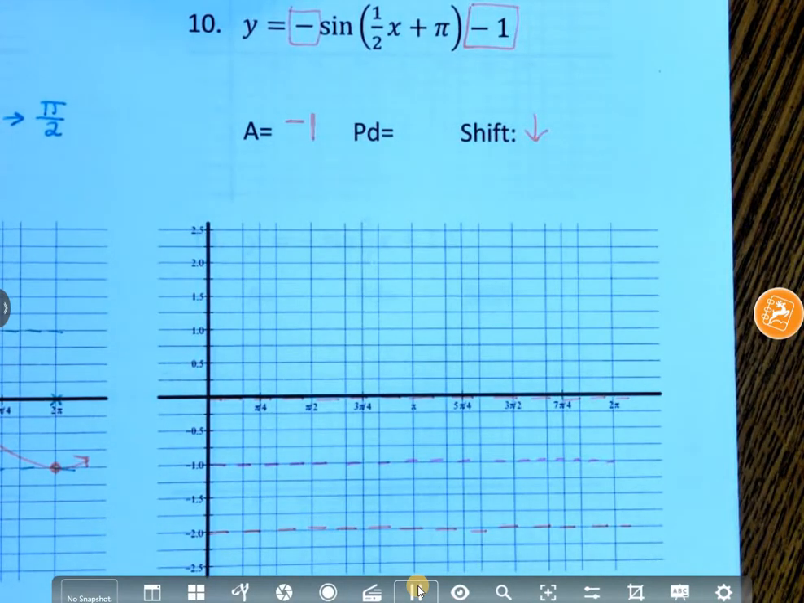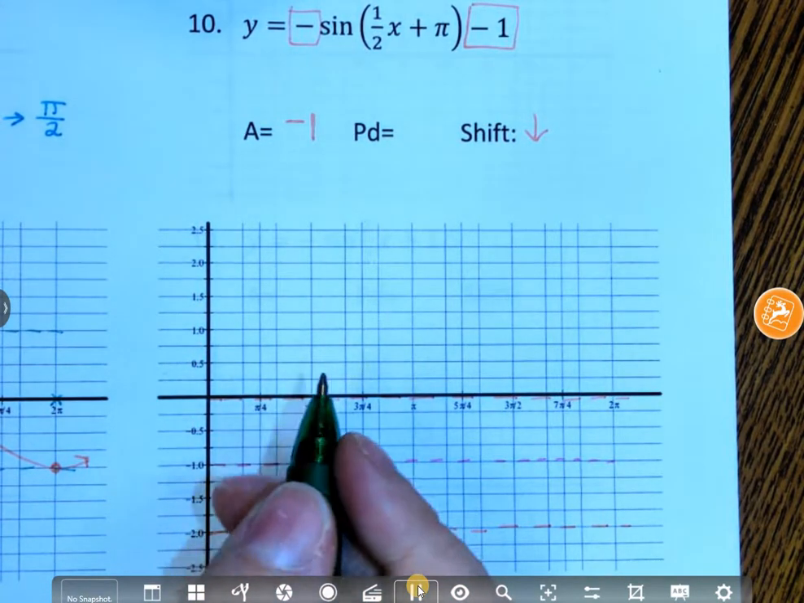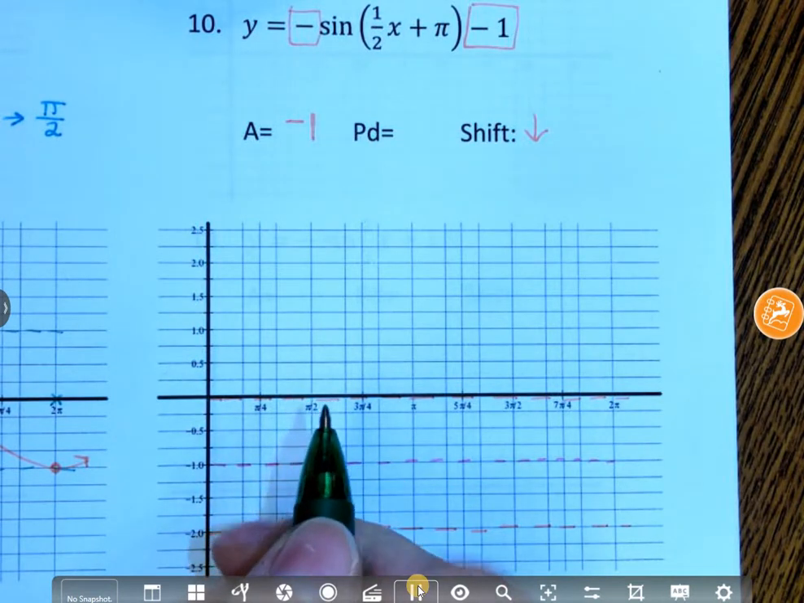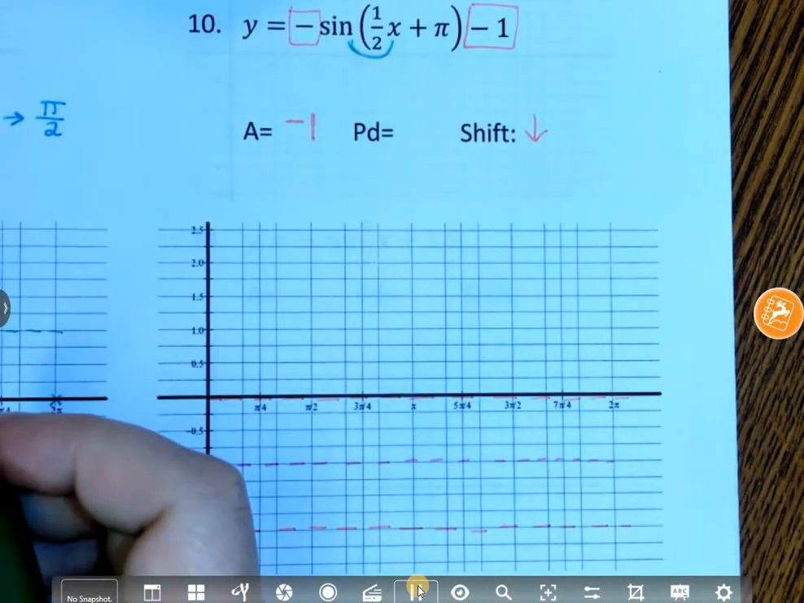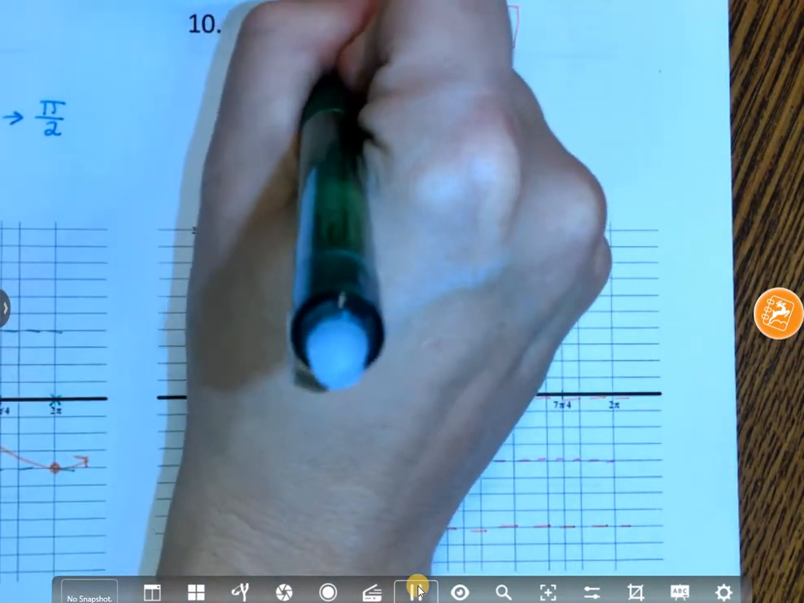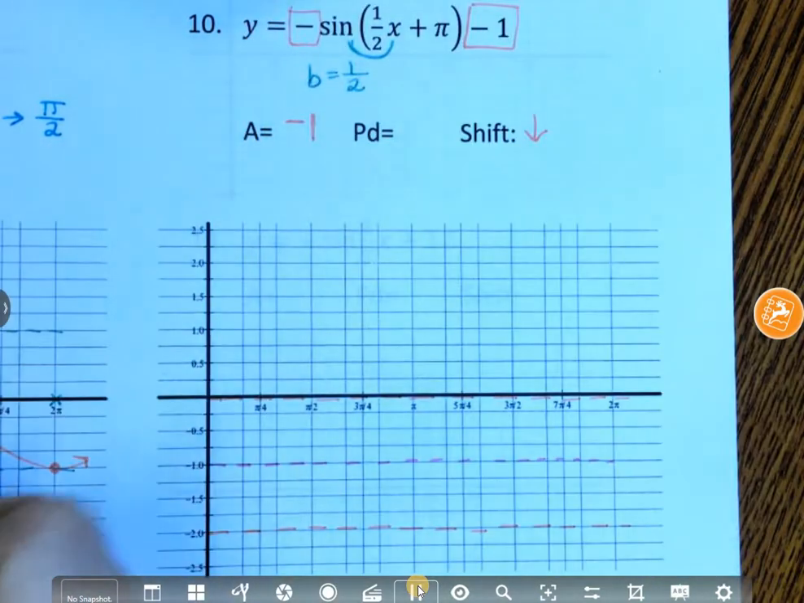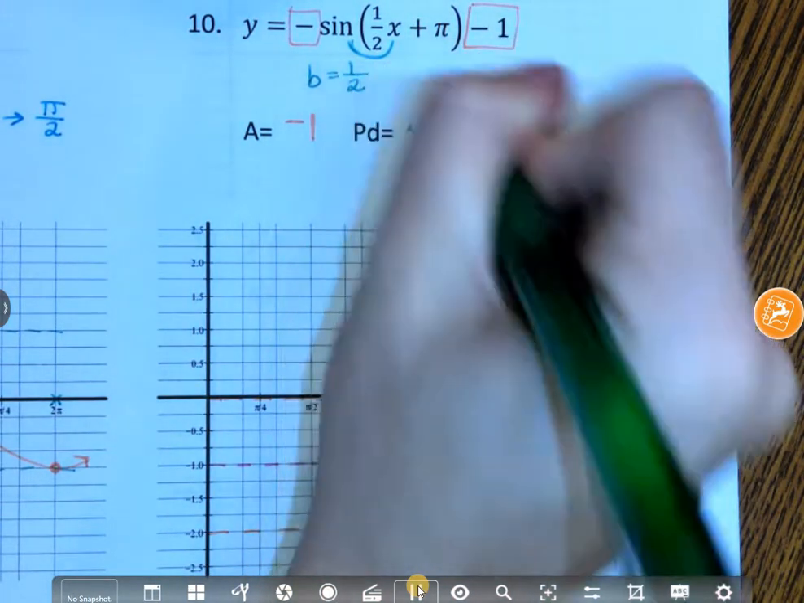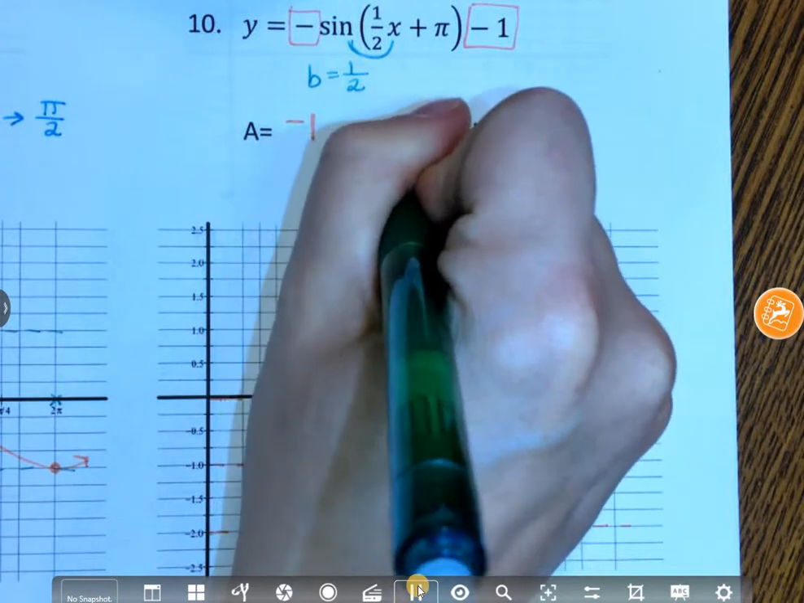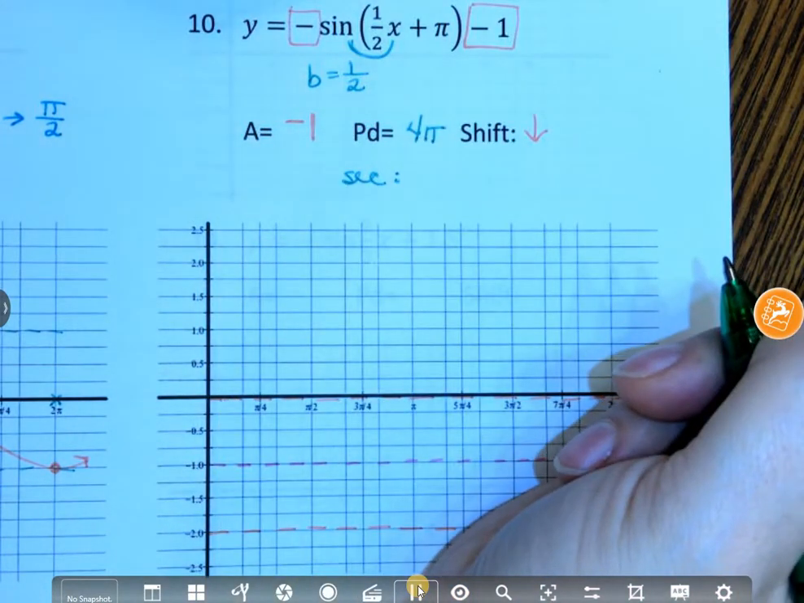Is there a number between your sine and your x? Yes. What number is between the sine and the x? 1/2. That means b is 1/2. What would your period be? 4 pi. How big would each section be?